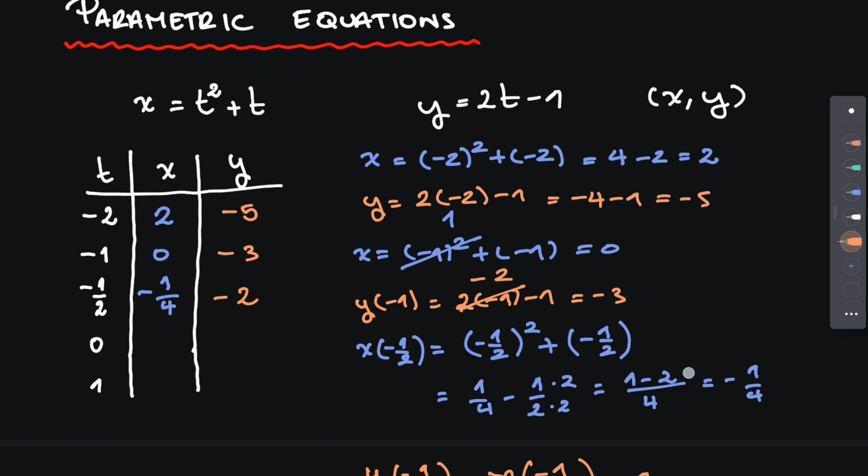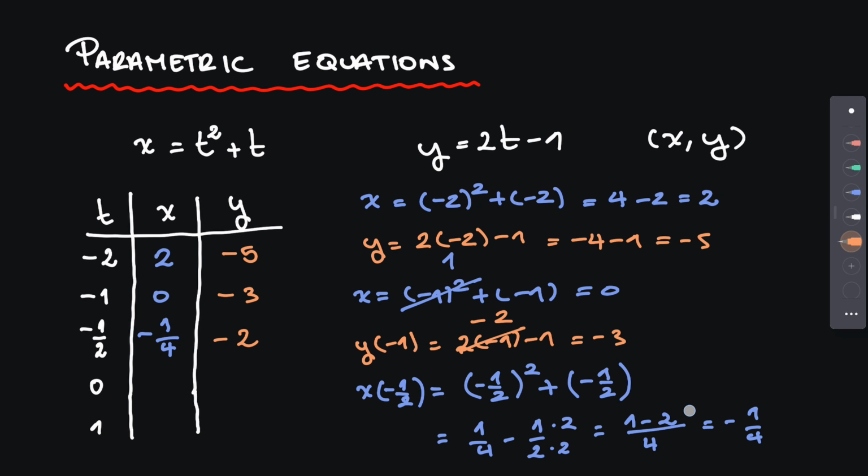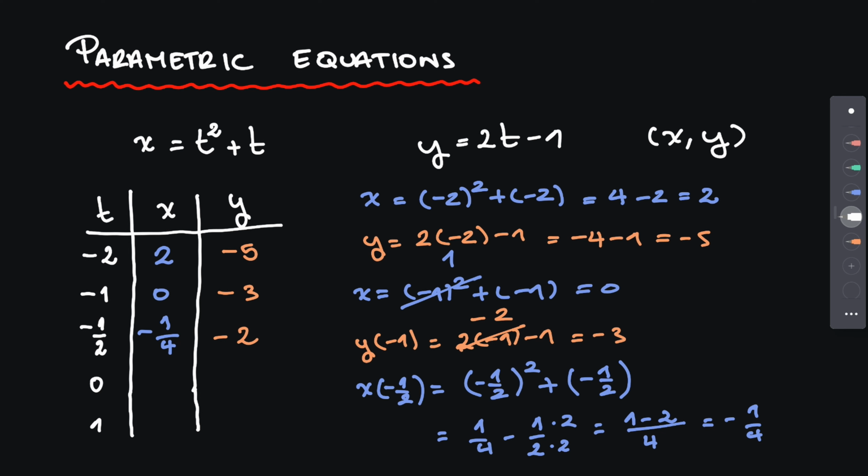The others can be done mentally. You don't have to do all that if you don't want. Because, for example, for 0, for x, so 0 squared plus 0, 0 squared is 0, 0 plus 0 is 0. So you already have the value for x. What about 0 in y? So 2 times 0 is 0, 0 minus 1 is -1. So for those simple ones, we can do it fairly quick.